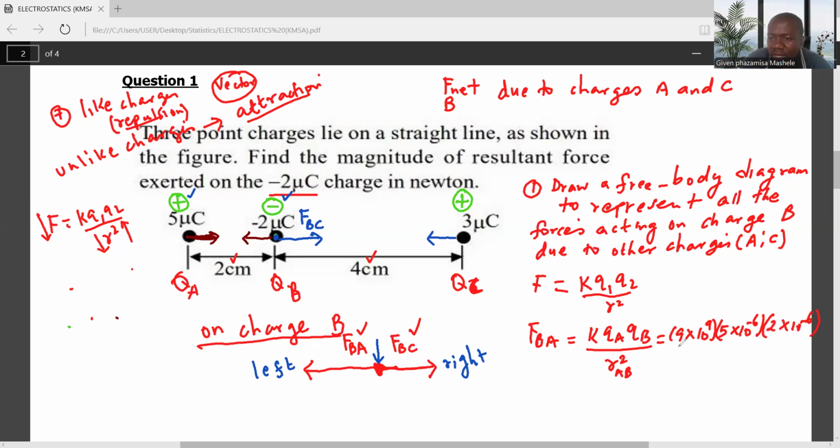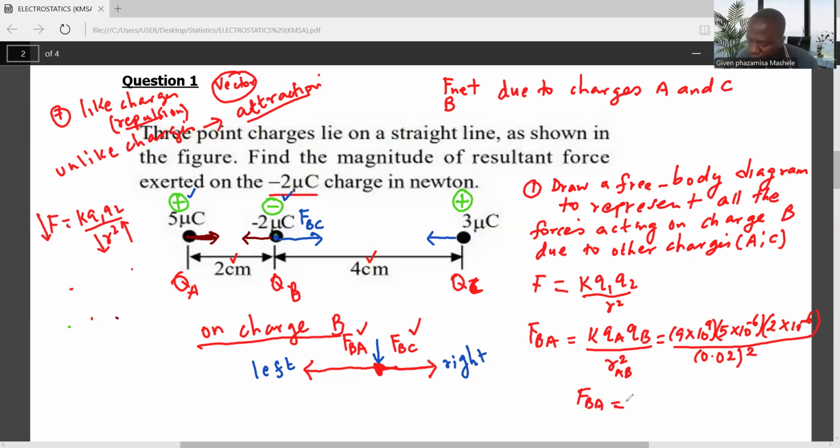I believe you are following. Divide by the distance between A and B, which is 2 centimeters, but we need to convert that to meters. So it's 2 divided by 100. So this will give us 0.02 squared. Then now we can calculate the force on B due to A. What will be the answer?